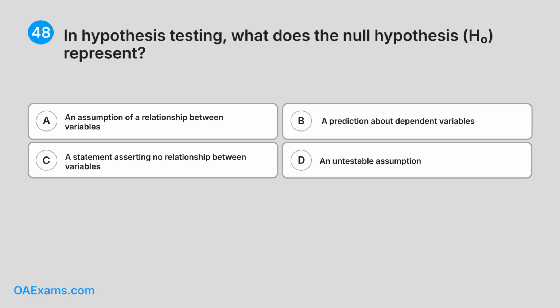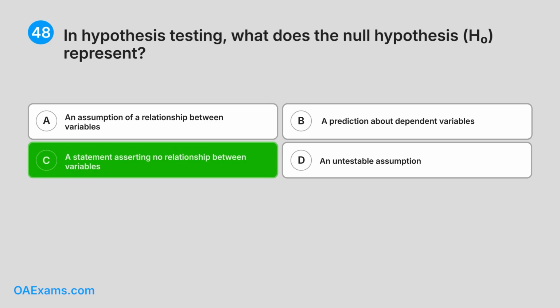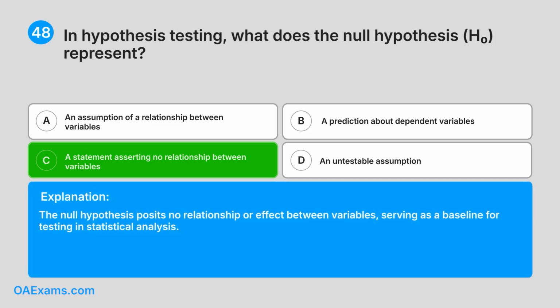Correct answer. C. A statement asserting no relationship between variables. Explanation. The null hypothesis posits no relationship or effect between variables, serving as a baseline for testing and statistical analysis.